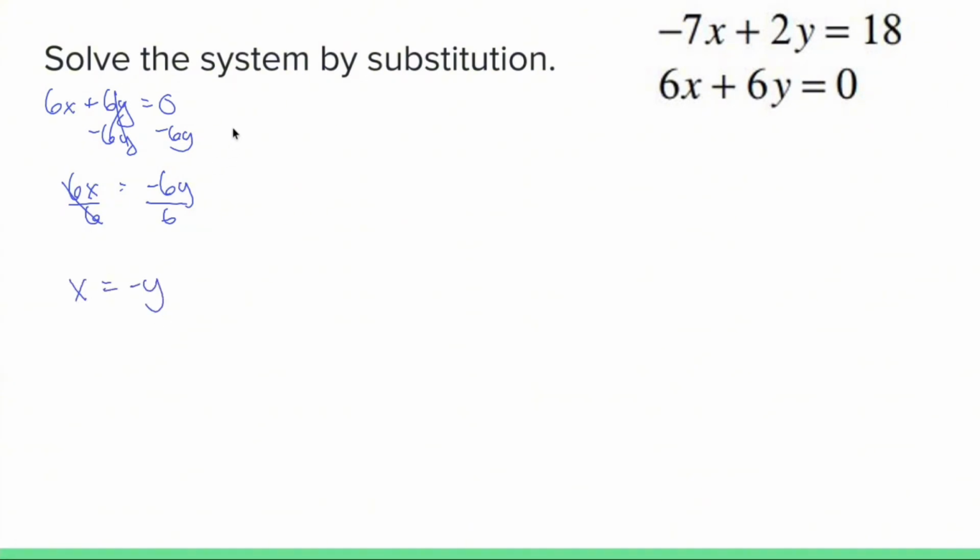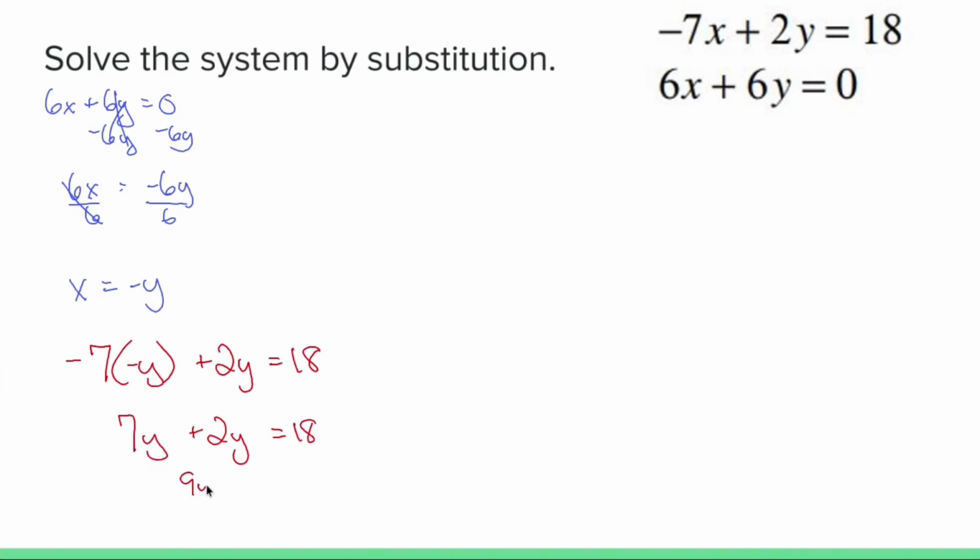Now, since that was the bottom equation, we're going to take that and plug that into the top equation. So the top equation is negative 7, and since I said x is negative y, I'm going to replace x with negative y, and then keep writing the top equation, plus 2y equals 18. Negative 7 times negative y is 7y, so 7y plus 2y is 18. 7y plus 2y is 9y. 9y equals 18. Divide everything by 9. And y is going to equal 2.